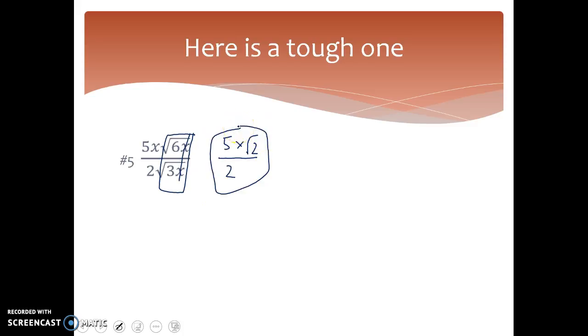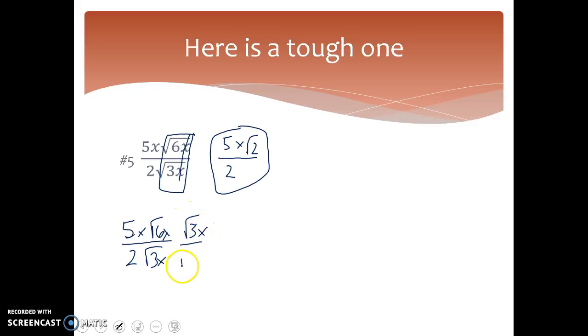Now suppose I didn't do it that way. Suppose I really wanted to rationalize this. It's going to be a long process, but let me show you what this would look like. I'm going to rewrite it down here. We have on the outside 5x over 2. Then we have the square root of 6x and the square root of 3x. We could do this if we didn't recognize that anything's simplified.